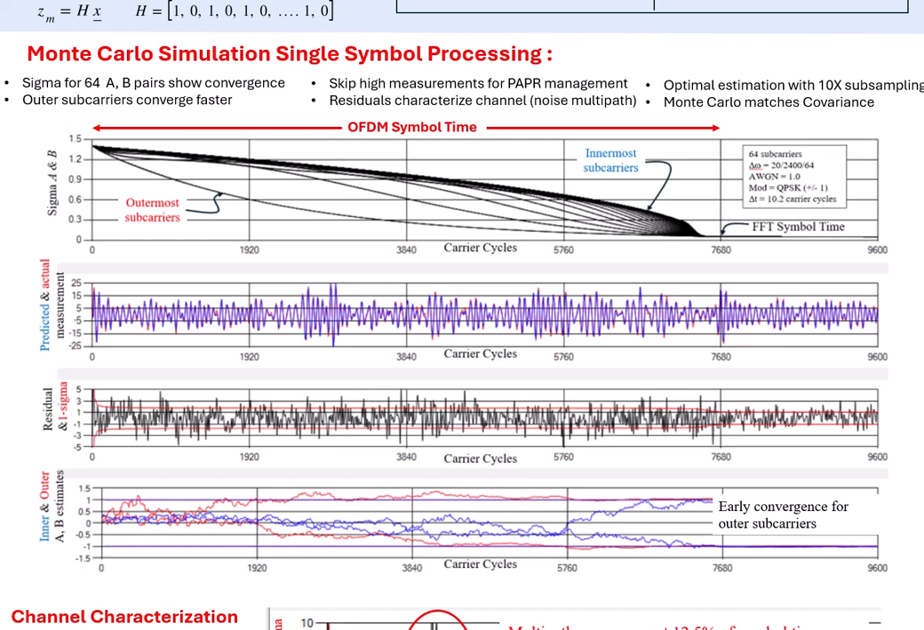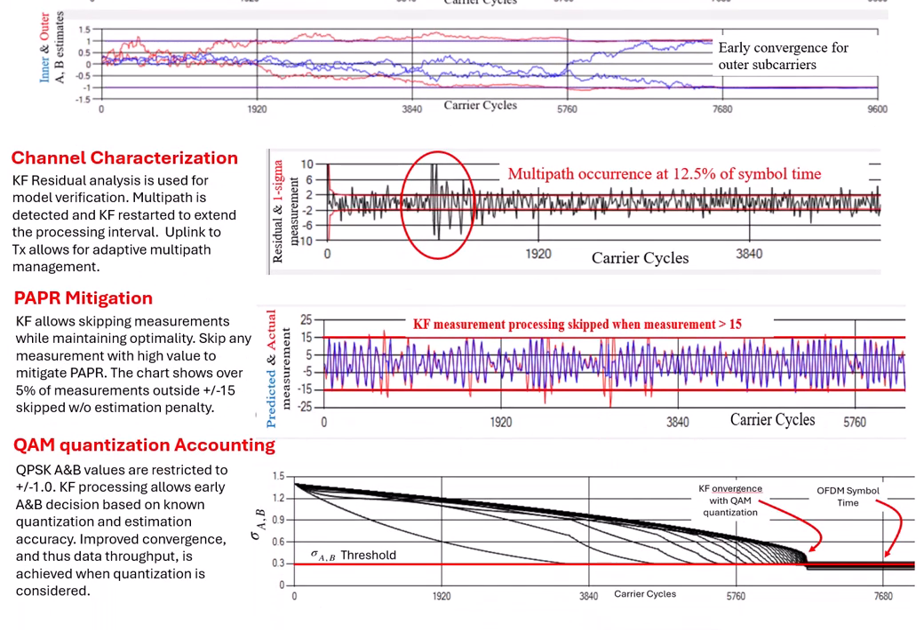For a well-behaved Kalman filter, residuals are white, and 67% of residuals are contained within the standard deviation bounds. The fourth pane shows an example of an A-B estimate time history for the innermost and outermost subcarriers. As suggested by the standard deviations on the first pane, the outer subcarriers converge faster than inner subcarriers. The last section of the poster shows several examples illustrating further Kalman filter features.